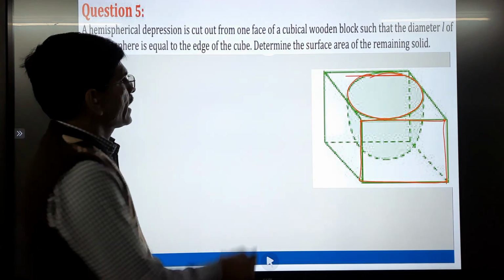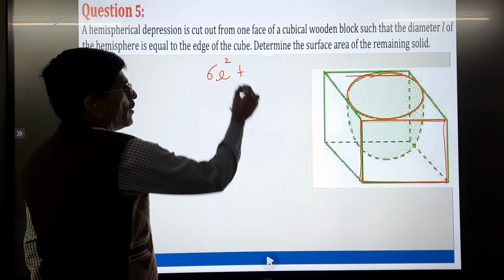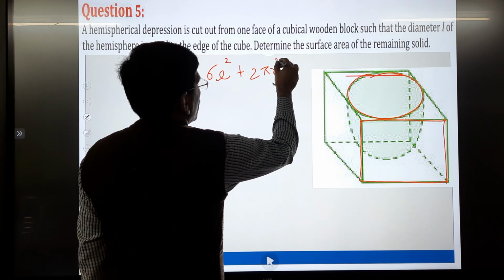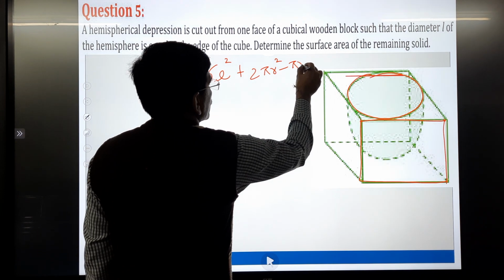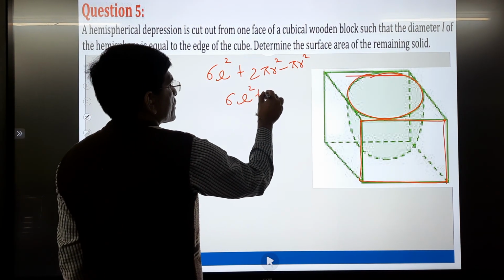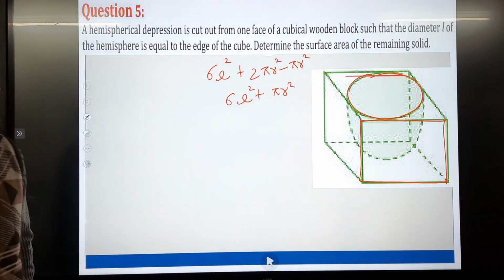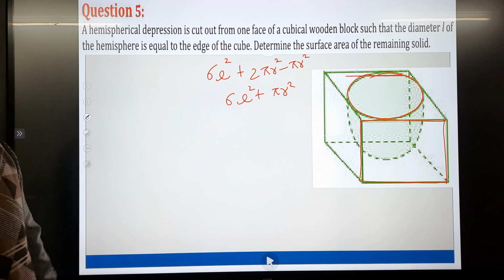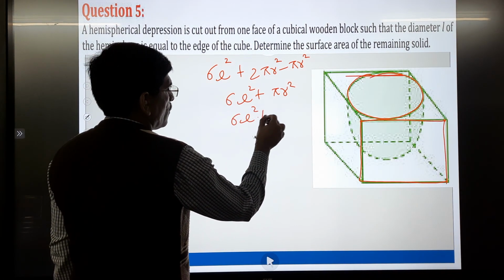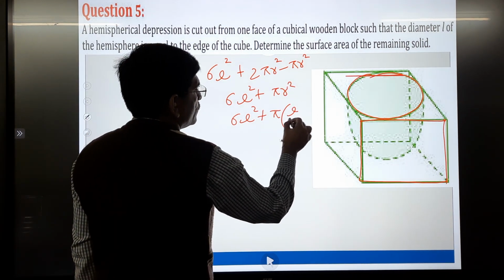So if you see, we can use the formula 6L square plus 2 pi r square minus pi r square. So 6L square plus pi r square. Now if we simplify, we have to put a value, that is L. So 6L square plus pi into r, that is L by 2.